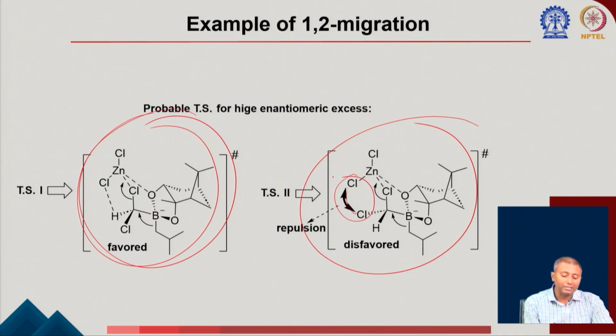In other cases that is not happening because they are interacting with this hydrogen. So now you can differentiate between these prochiral chlorines. The 1,2 migration can happen only by eliminating this particular carbon-chlorine bond, to get the corresponding product with high enantioselectivity.